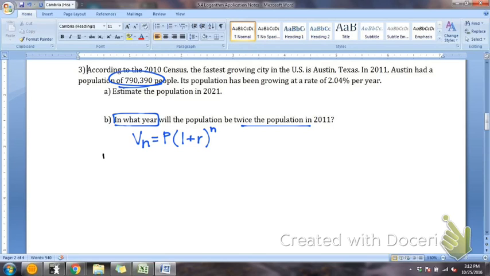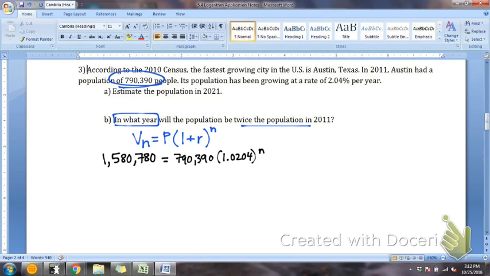Someone read it off to me. 1 million. 1,580,780. That's the new value we want. That's twice the value, right? Yep. So then our initial value is 793.90. Our rate has not changed, 1.0204. N is what we don't know, so that's what I'm solving for. Everything else stays the same.